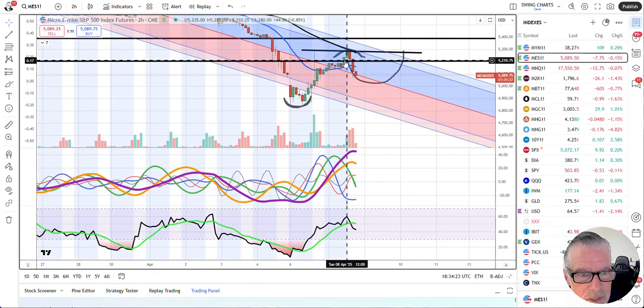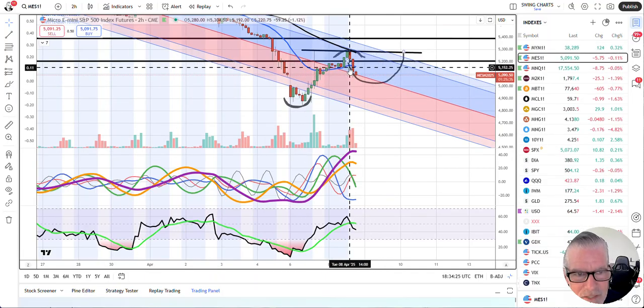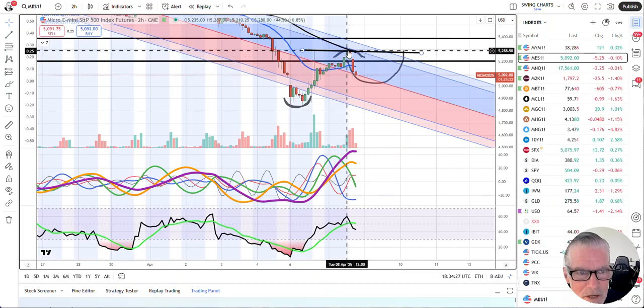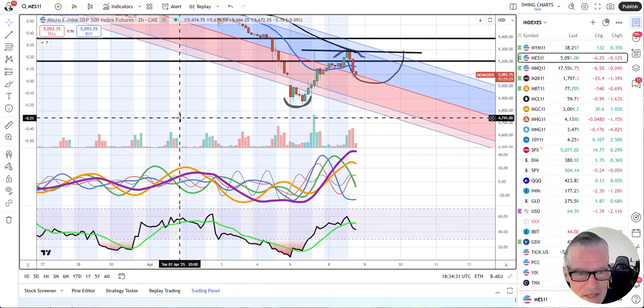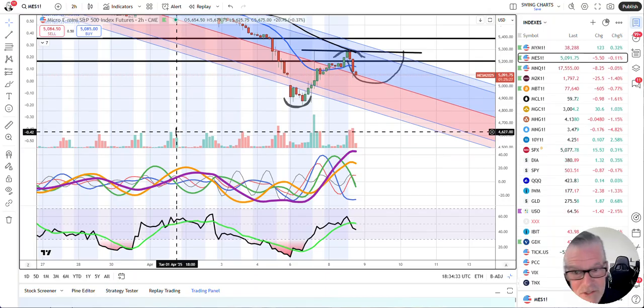So we want to see a higher low. We want to see a higher low, and then we want to see a breakout above the high that was printed this morning. We're not there yet, but we're still trying to form that higher low. So it's certainly within the realm of possibility.